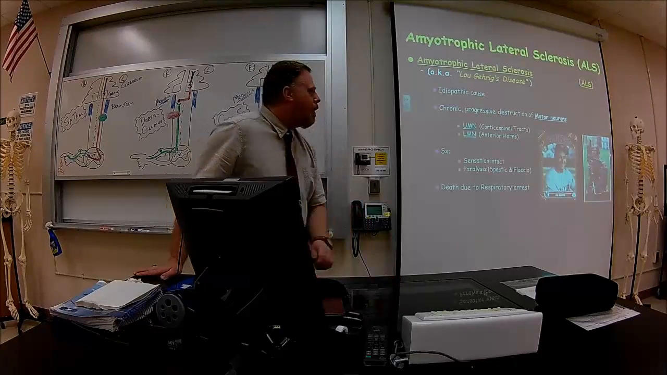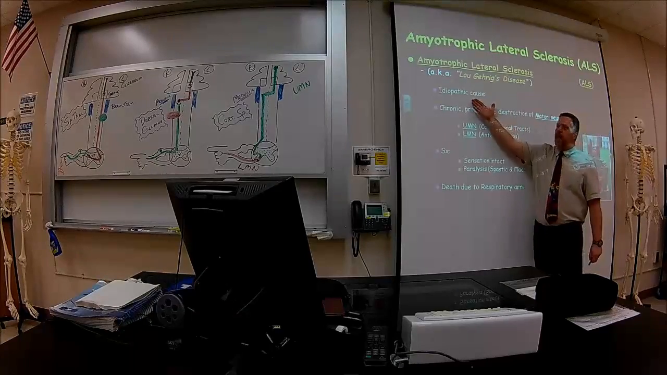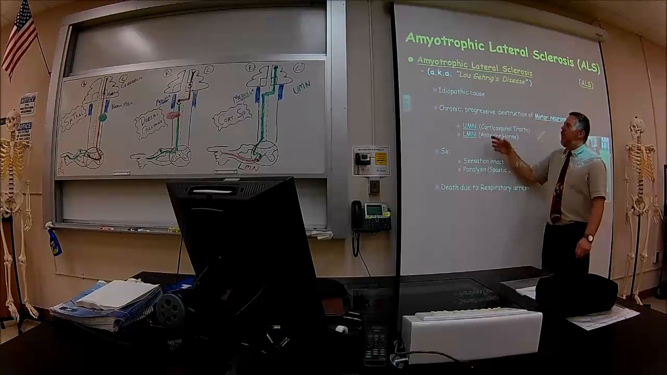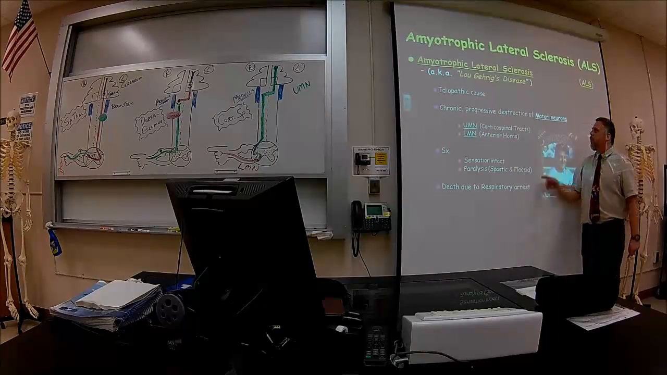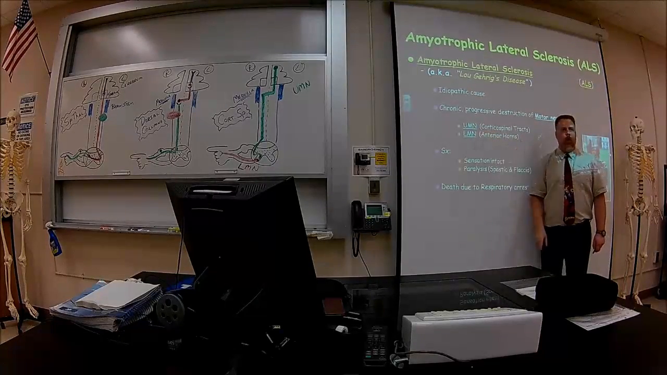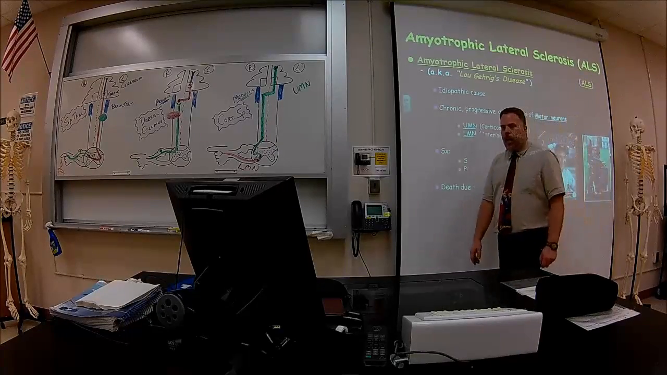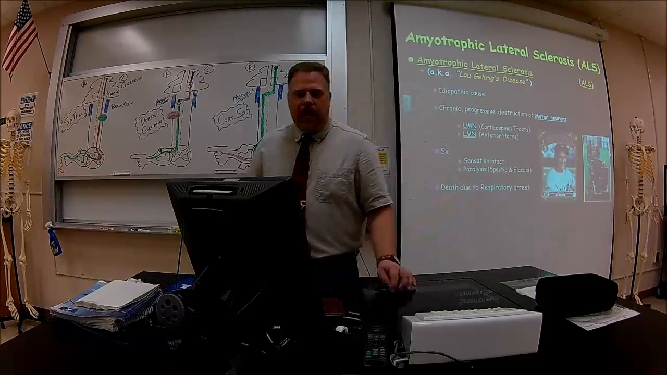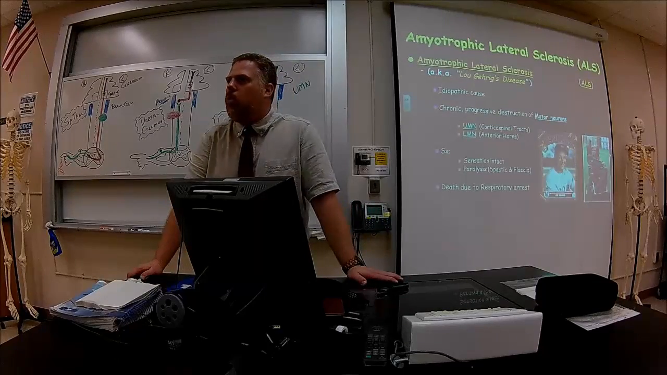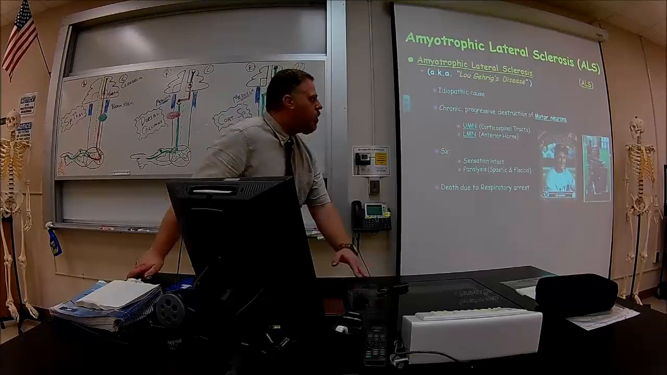Okay? So what happens here, we don't know the reason for it. It's an idiopathic cause, meaning unknown cause. You get chronic progressive destruction of the motor neurons. Which ones? Both. The upper motor neuron and the lower motor neuron. All right? And what happens here is that the sensation is intact because we're just dealing with motor. So they can't move their bodies.